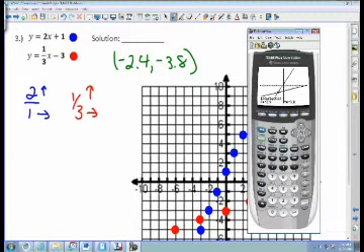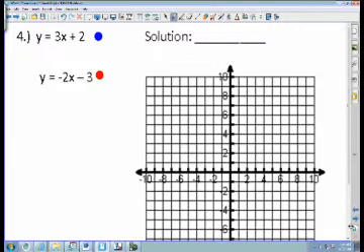Now, here's why I like using the 3 wishes, as I call it, where we press second trace. Because if I look in my table, they're all whole numbers. I'm not going to find the exact spot where y1 and y2 are the same. The only way you can find your solution right here is by putting it in the calculator and doing second trace and 5 for intersect. That's the only way you can find that answer, unless you know the exact decimal. Okay, number 4.